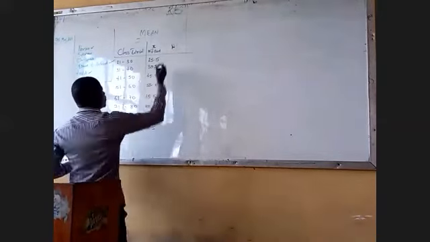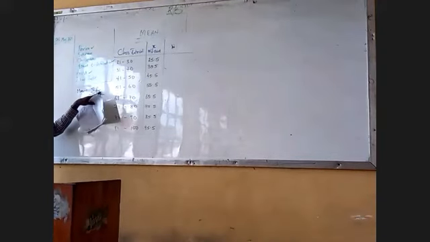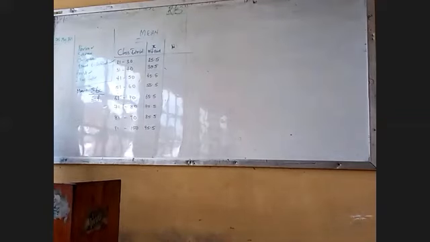Okay, now let's move on with my table. Now, on my table, I've gotten x. That is out of it, right? Now, I need to find f. F is standing for the what? Frequency. Is it not?